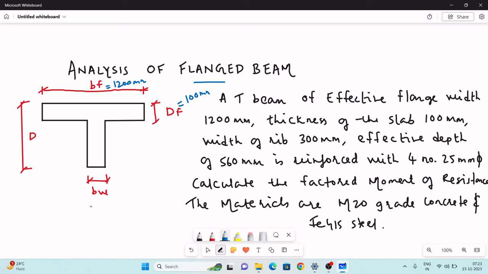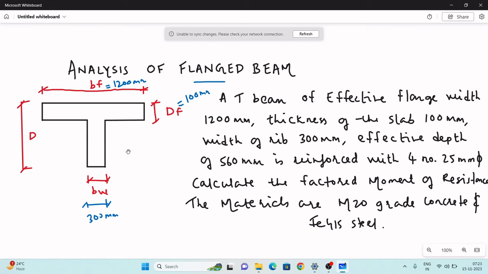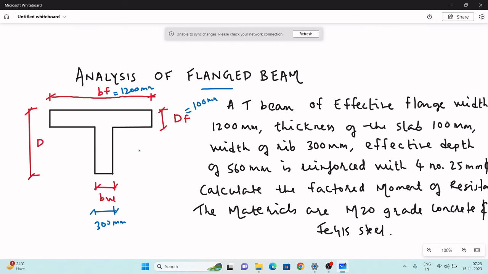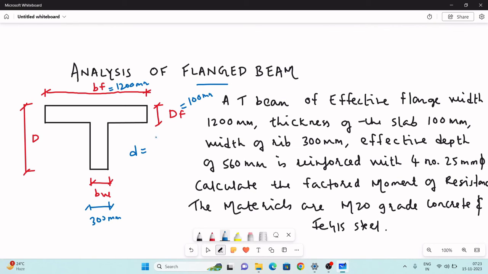Width of the rib is nothing but width of the web. This width is 300 mm. Instead of overall depth, they have given effective depth. Effective depth, small d equal to 560 mm, and they have also given how many number of bars that they have provided in the design, that is 4 number of bars, and the diameter of that bar is 25 mm.